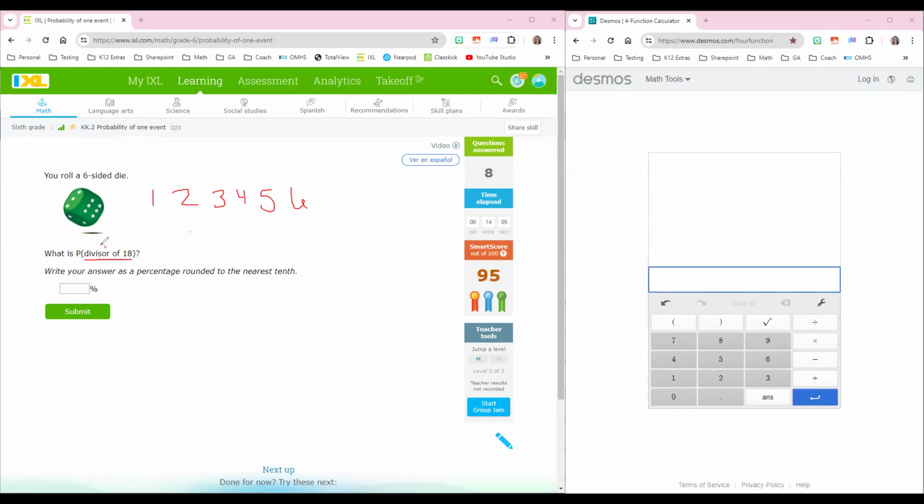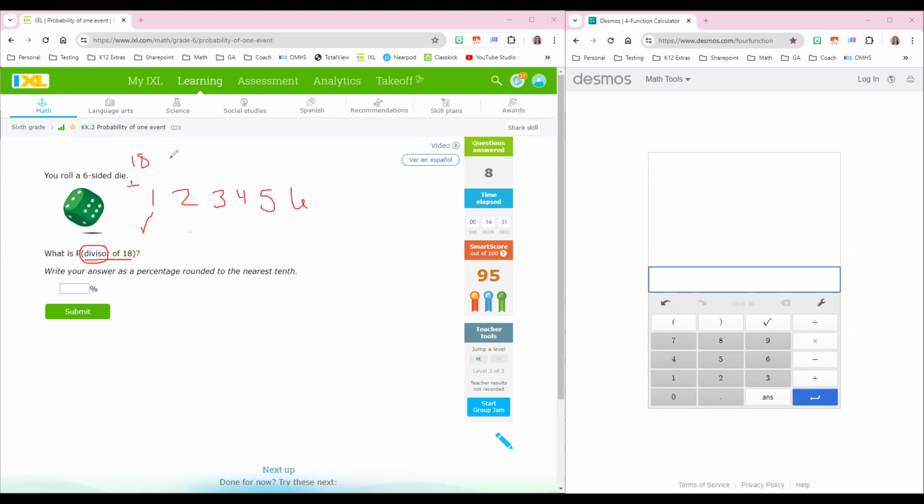And we want to know if it's a divisor of 18. So that means which of these numbers can we take 18 and divide it by? It can be a divisor. We can have 18 and we can divide it by that number. All right. So if we took 18 and divided it by 1, would we get a whole number? Yes, we would get the number 18.